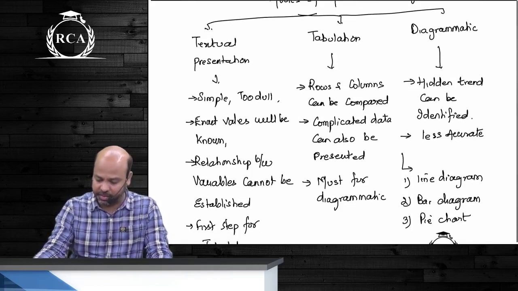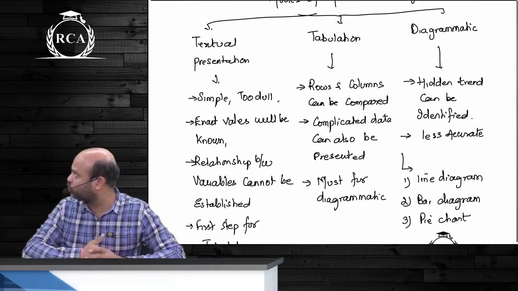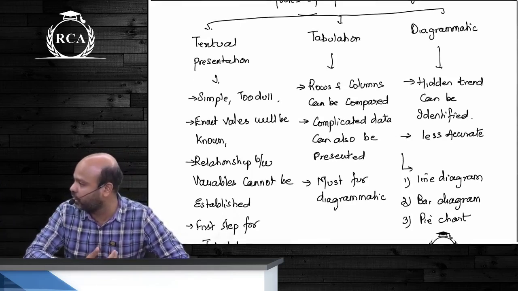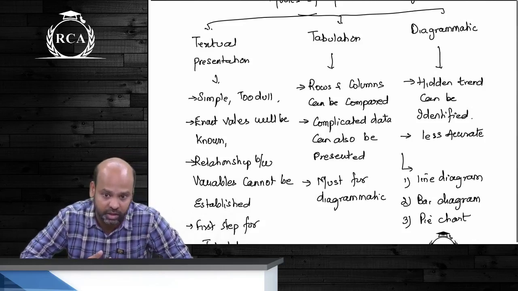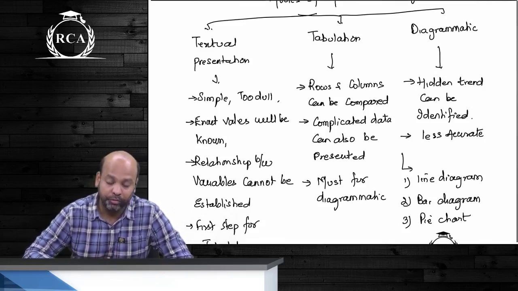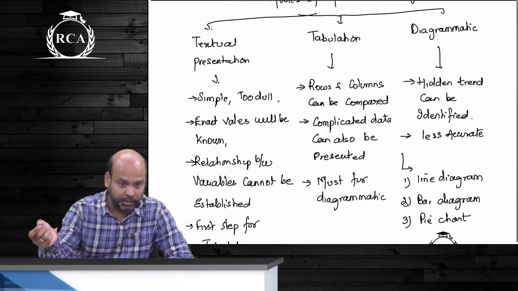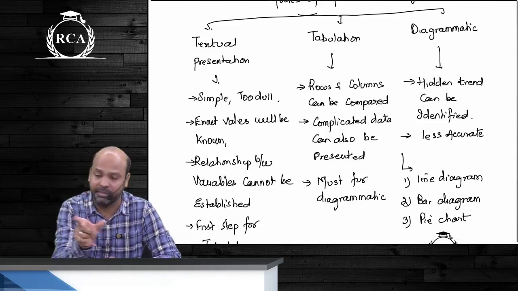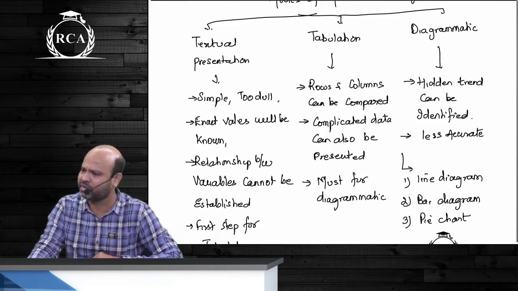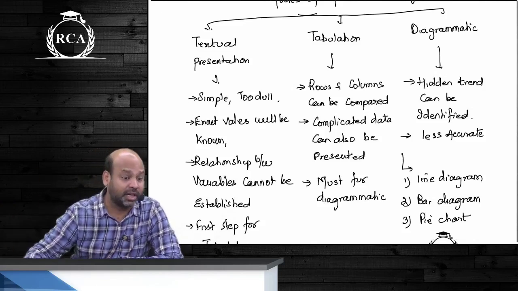Under diagrammatic representation, one important thing is that you will be able to identify hidden trend, and also it is less accurate. Why is diagrammatic representation considered less accurate? If you would want to know the exact value at a particular point, the graphs may not be accurate. If the scale is very large, say for example 1 centimeter is equal to 10,000 units, obviously you will not be able to exactly derive the value.